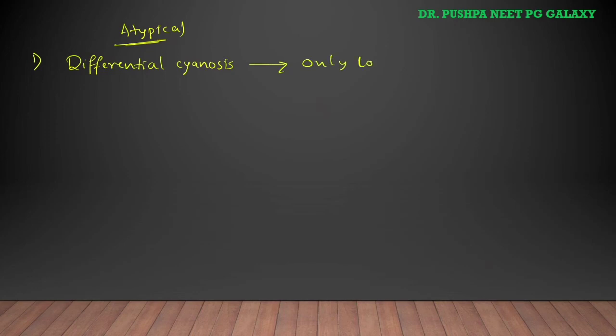There are some atypical presentations of cyanosis. First one is differential cyanosis. Differential cyanosis means cyanosis is seen only in lower limbs. Second one is reverse differential cyanosis. This means cyanosis is seen only in upper limbs.